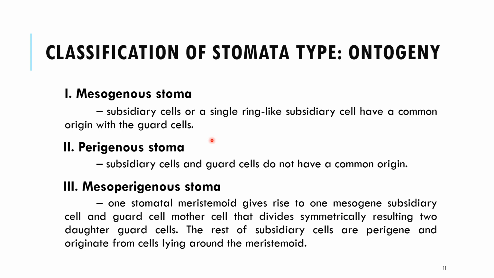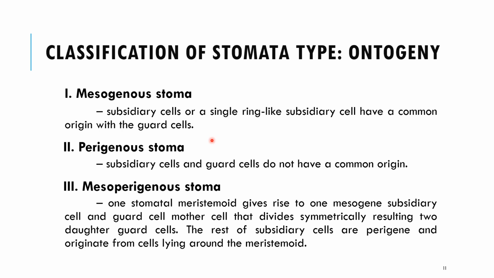The second is polygenous stoma. A stomatal complex is said to be polygenous where the subsidiary cells and guard cell do not have a common origin. The subsidiary cells originate from cells that lie around the meristemoid. The meristemoid divides symmetrically to form two daughter guard cells.